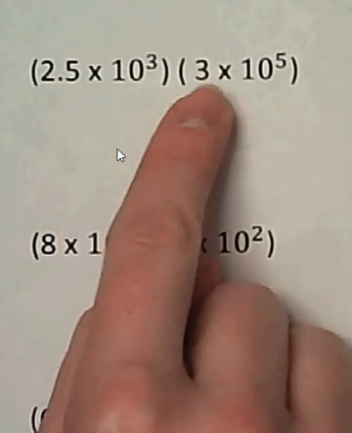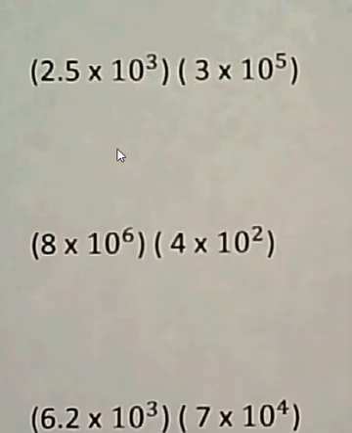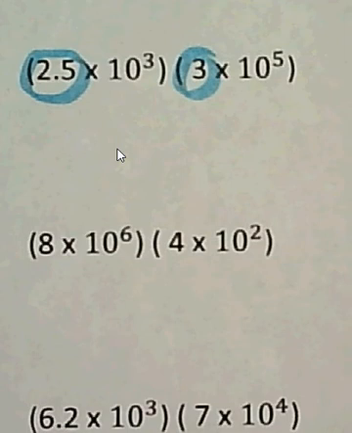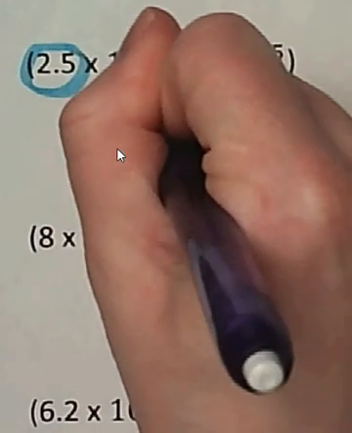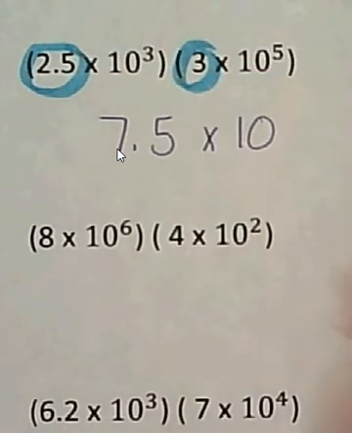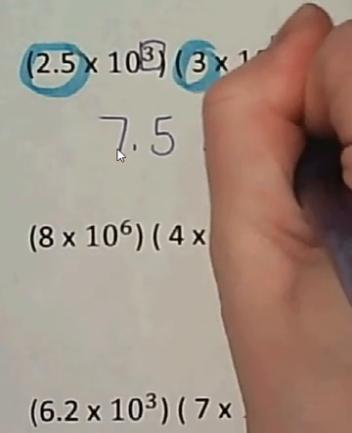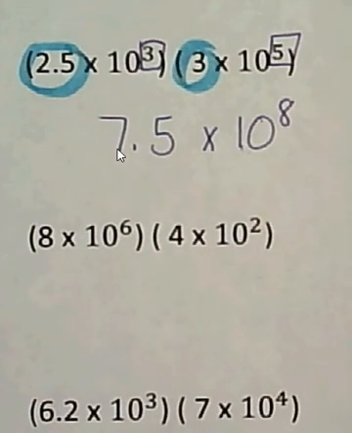10 to the third times 3 times 10 to the fifth. So like I said, we could take those first two numbers and multiply them. So we could do 2.5 times 3, which in this case is 7.5. And we keep it times 10 because it's multiplication and it's scientific notation. And we could just add those exponents. So 3 plus 5 is 8. And we could keep our answer just like that. So we could have 7.5 times 10 to the 8th.